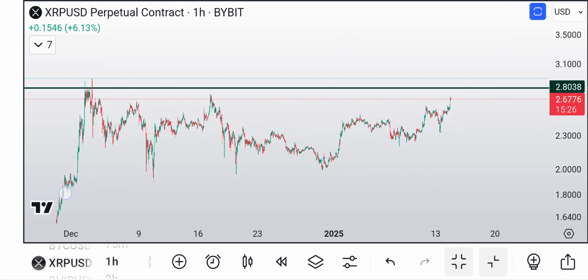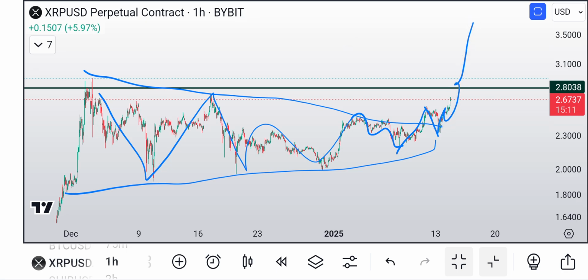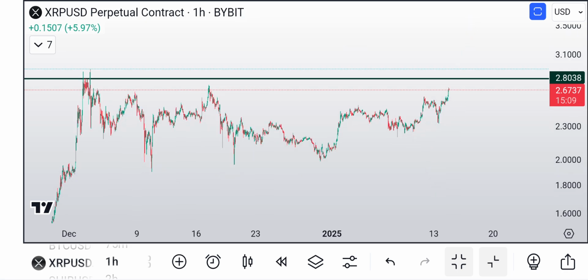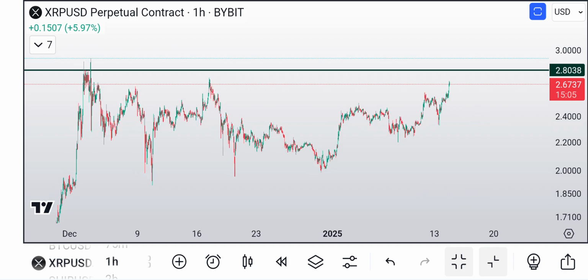Another way to look at it is maybe you have a triangle here. Both, by the way, are very bullish. So A, B, C, D, and then E. And then you break out, and then you backtest, and now we're ready to fly. So which one is it? It really doesn't matter too much because both counts say we're going higher.